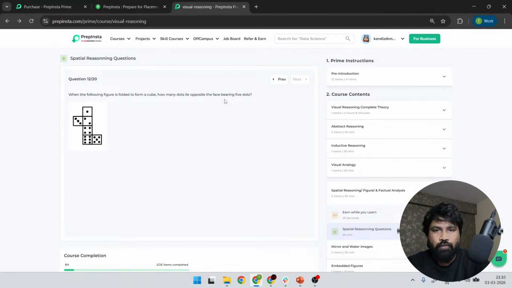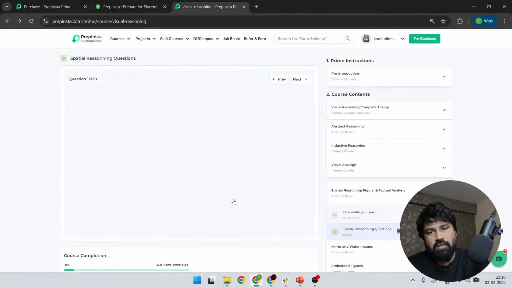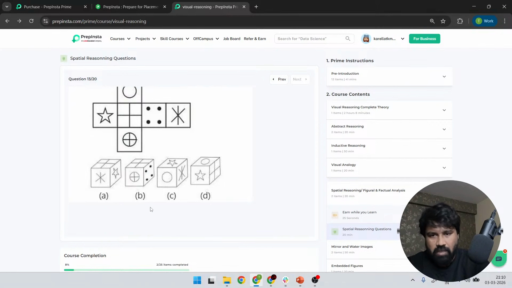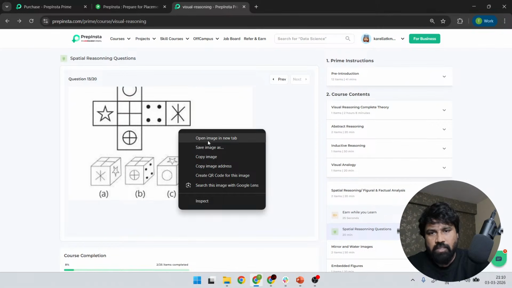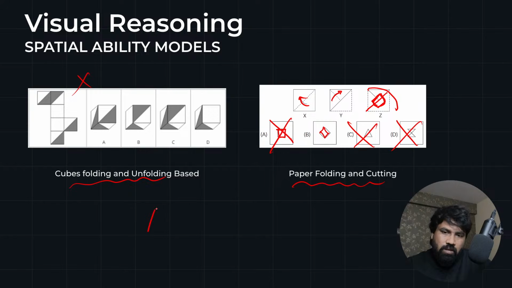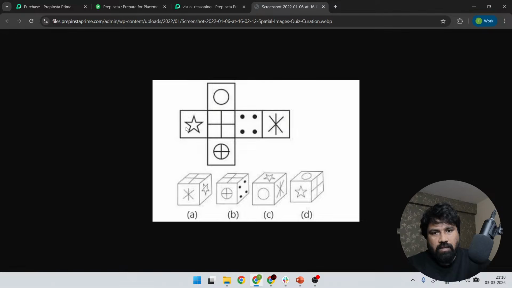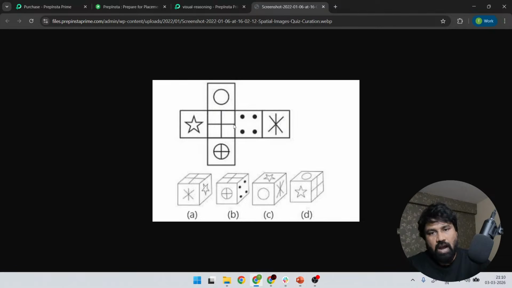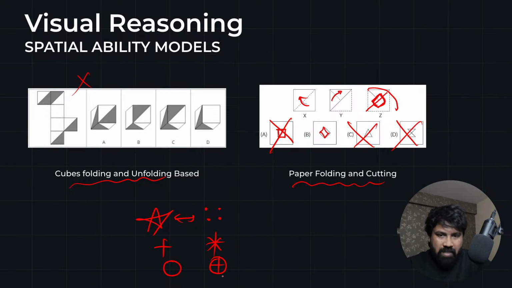Right. So if you folded, what is the 5 dots? I already explained this, right? So what are the opposite sides? See, we can explain this problem with ease. Just look at this, for example. I told you, right, whenever you have 4 sides continuously, star is opposite to 4 dots. So star is opposite to 4 dots. And plus is opposite to star. Plus is opposite to star. And circle is opposite to circle with plus.